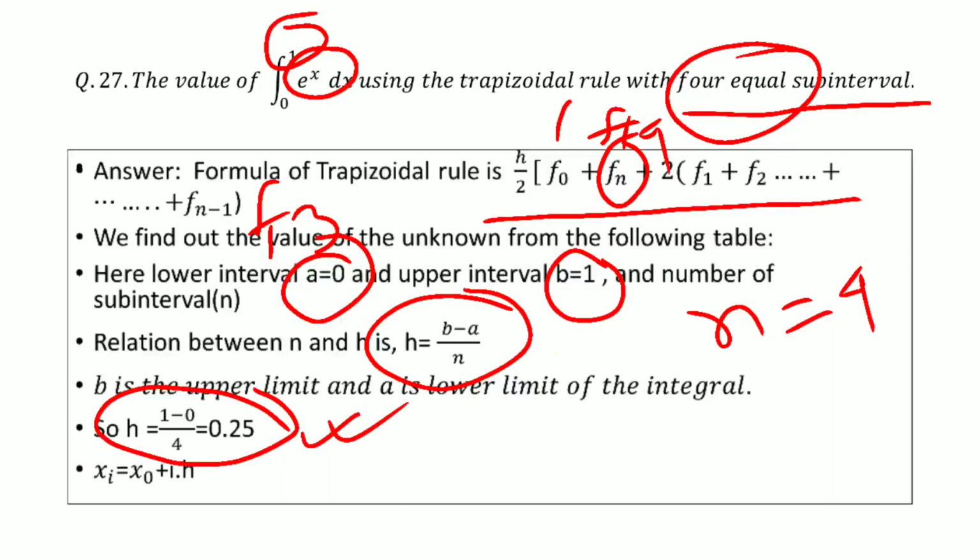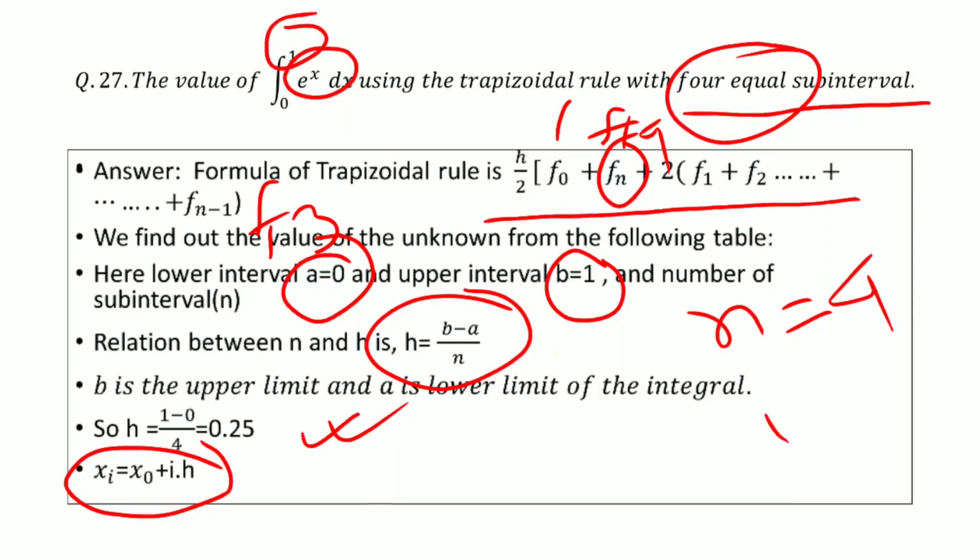Now another vital formula is xi equal to x0 plus ih. This is a very vital formula, which we have to use in the next step. That is, xi equal to x0 plus i into h, where x0 is the initial value of x and i is any constant number. And just understand one thing: if n is equal to 4, then i will go up to 4. That is, we have to put the values of i as 1, 2, 3, 4.